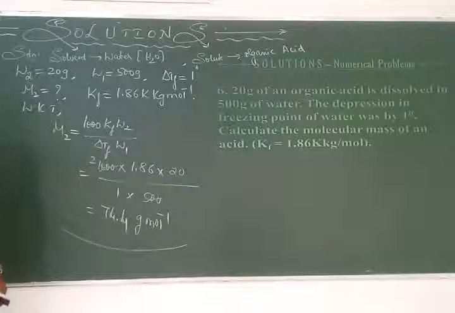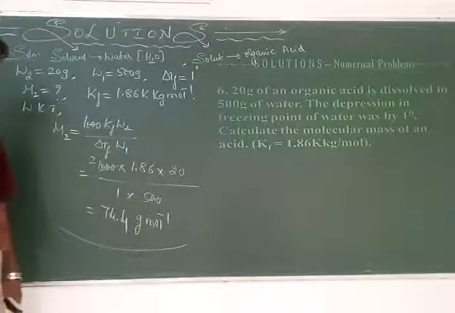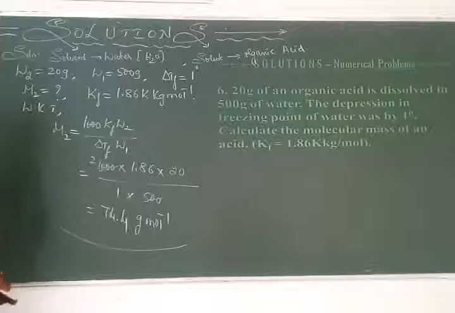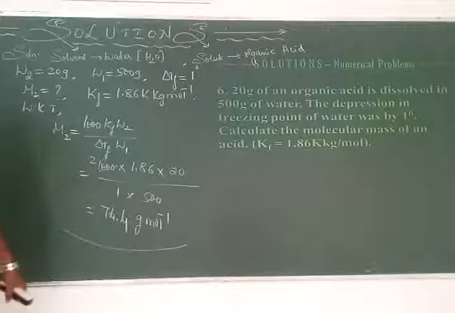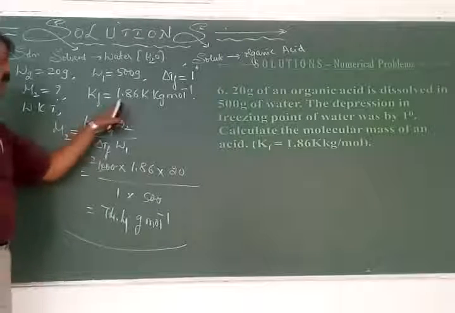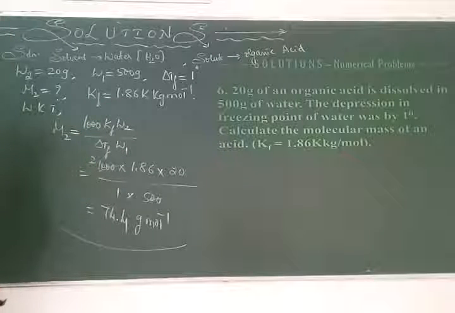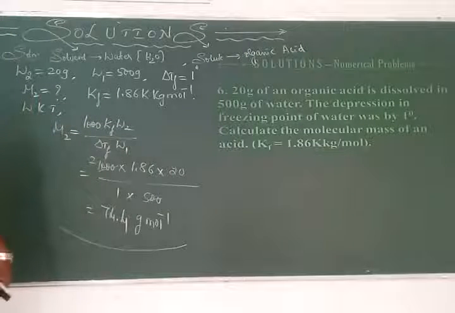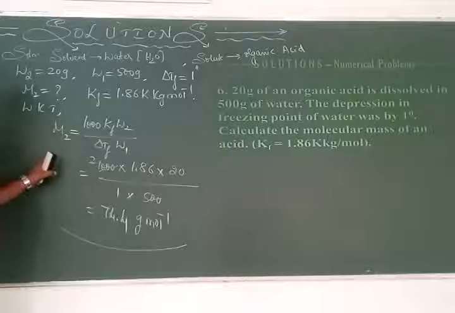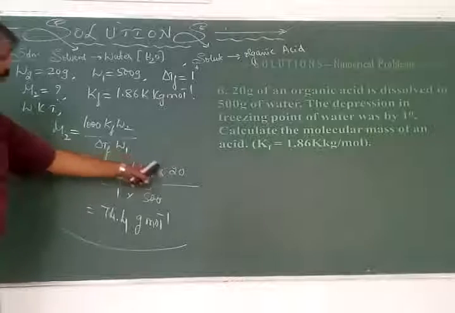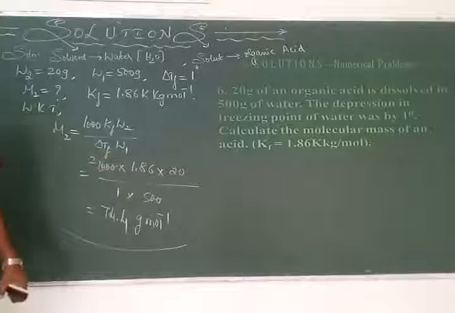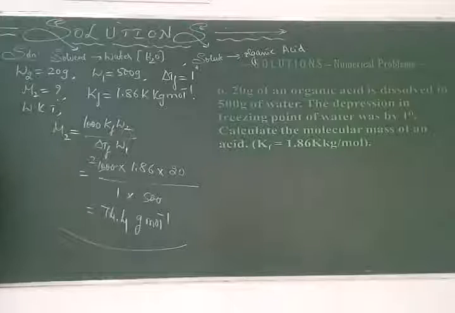What is Kf here? Either molar depression constant, or freezing point constant, or it is sometimes referred to as the cryoscopic constant. We are having 3 different names with respect to Kf. That Kf is given by 1.86 Kelvin kg per mole. Then apply the formula. Molecular mass of the solute M2 is equal to 1000 times Kf W2 divided by delta Tf into W1. On substitution and simplification, I will get the final answer in the form of 74.4 gram per mole.